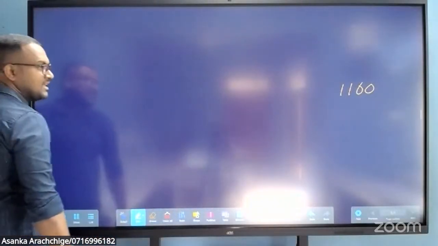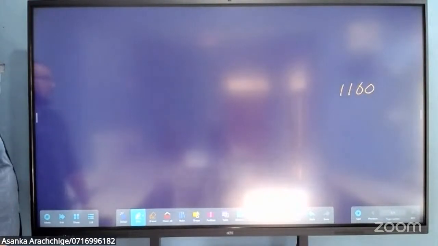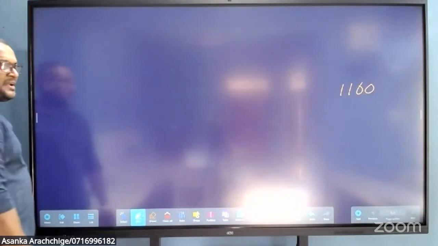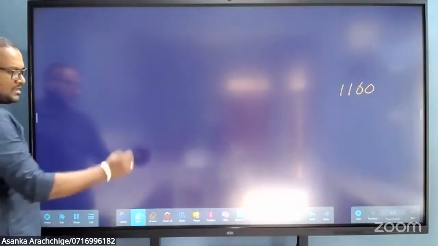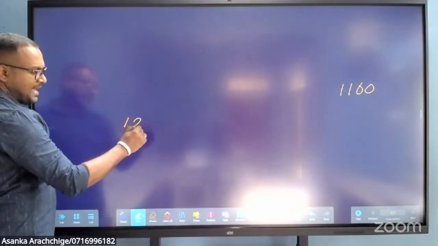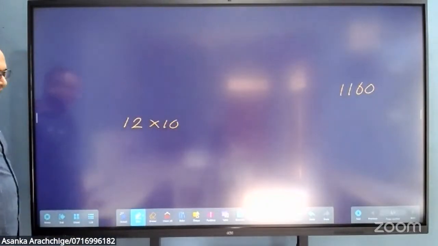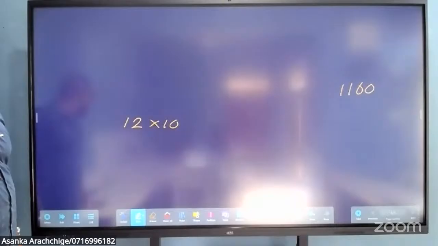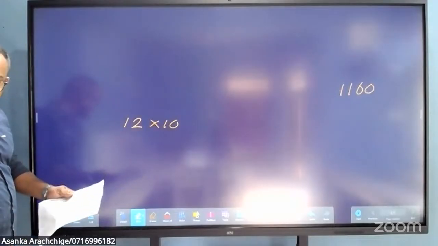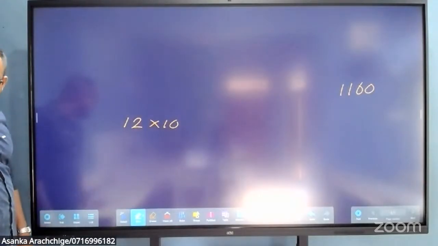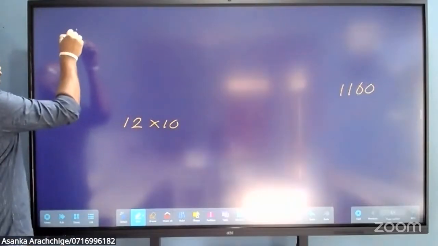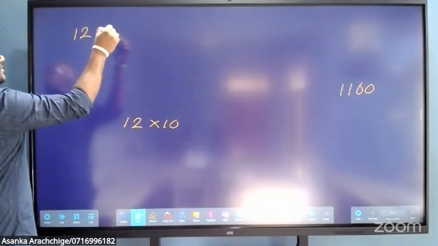Son, what is the total number of small plates? There are 12 packs of 10 plates. How many plates are there in one pack? There are 10, right? If there are 12 packs, how many plates altogether? 120, isn't it? So 12 times 10.